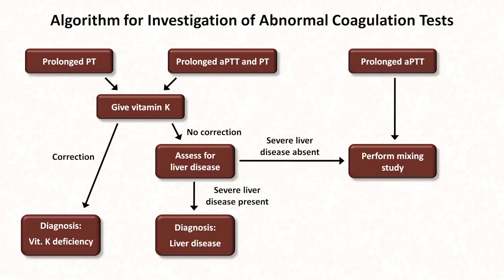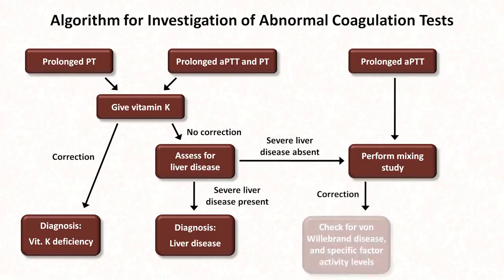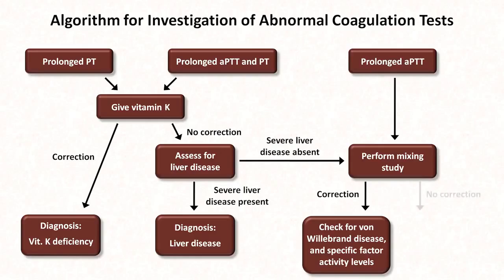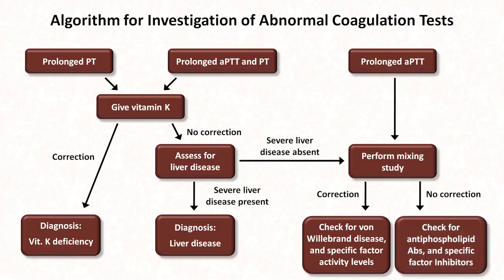From the mixing study, if the prolonged clotting corrects, next check the patient for von Willebrand disease and measure specific factor activity levels. On the other hand, if there is no correction, next check for antiphospholipid antibodies and specific factor inhibitors.